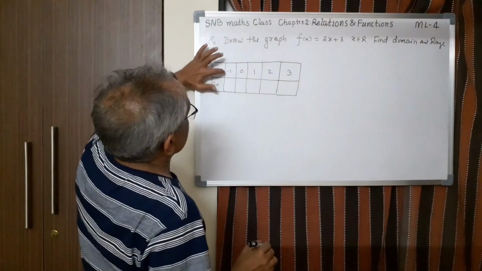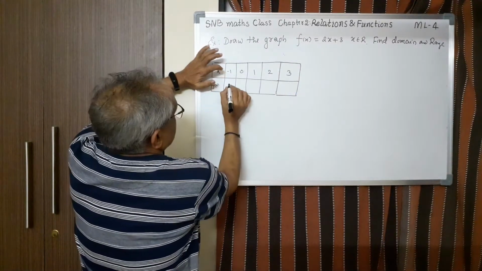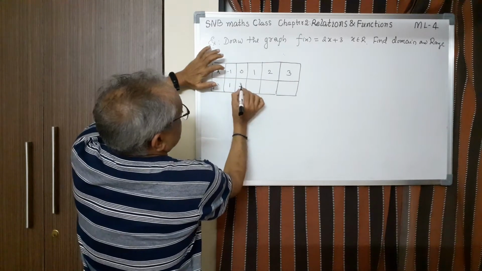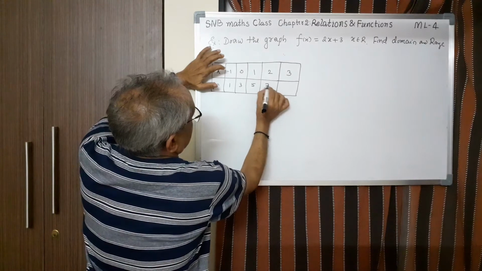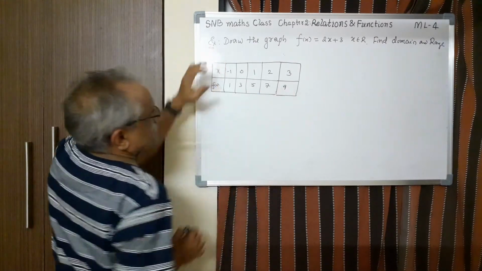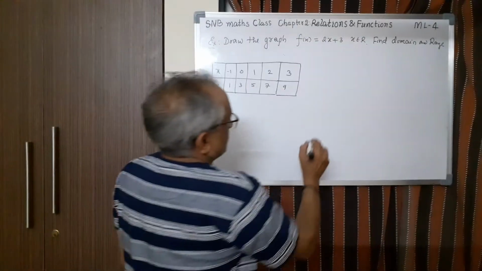So when it is -1, it is -2 plus 3, 1. When it is 0, it is 3. When it is 1, it is 5. 2, it is 7, and 3, it is 9. So now we have to draw the graph.